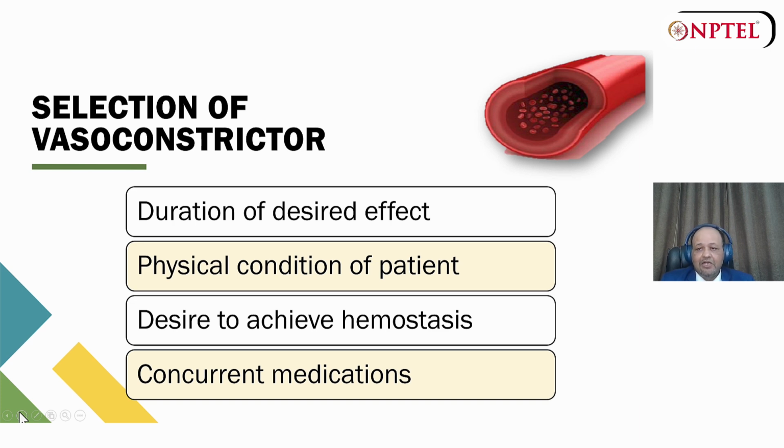So if we need a longer duration, we can use adrenaline in a greater concentration, but taking care of the fact that the patient's hypertension has to be taken into account. The physical condition of the patient, age is one factor. Greater the age of the patient, one needs to be cautious while using the local anesthetic with the vasoconstrictor, and the desire to achieve hemostasis and concurrent medications. So one needs to factor all these things while using vasoconstrictors. They are an extremely beneficial group of agents which are available for use.